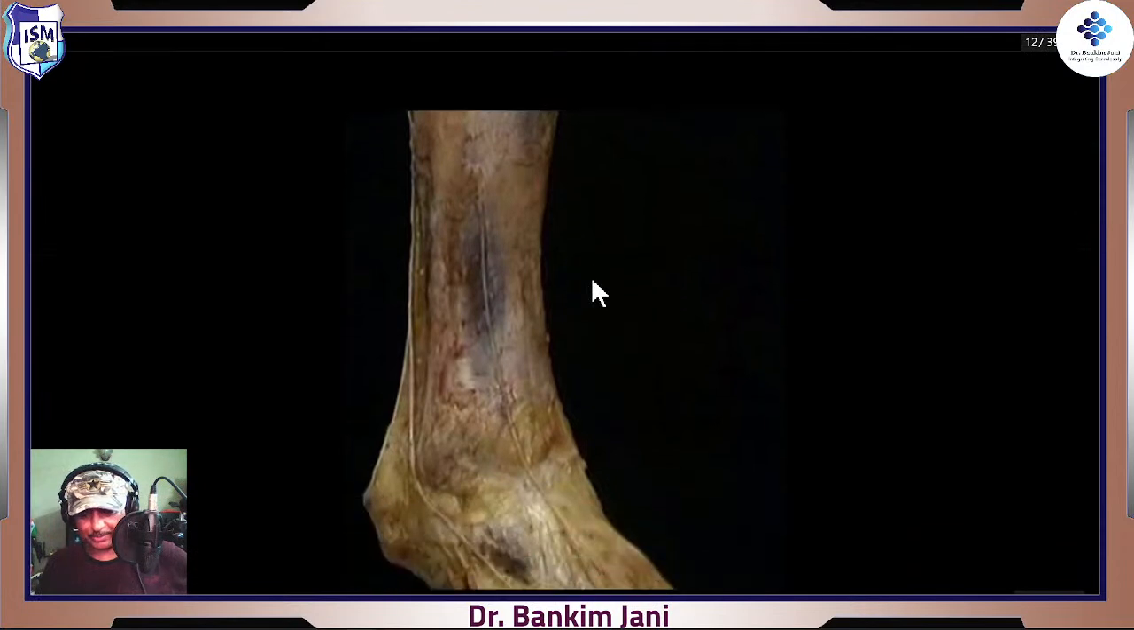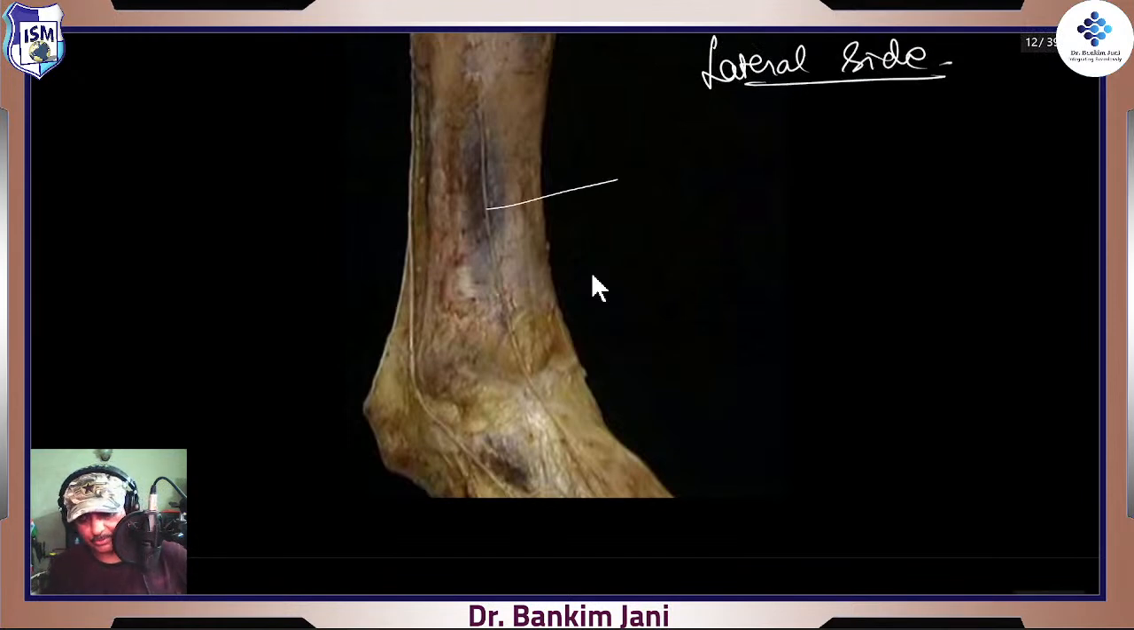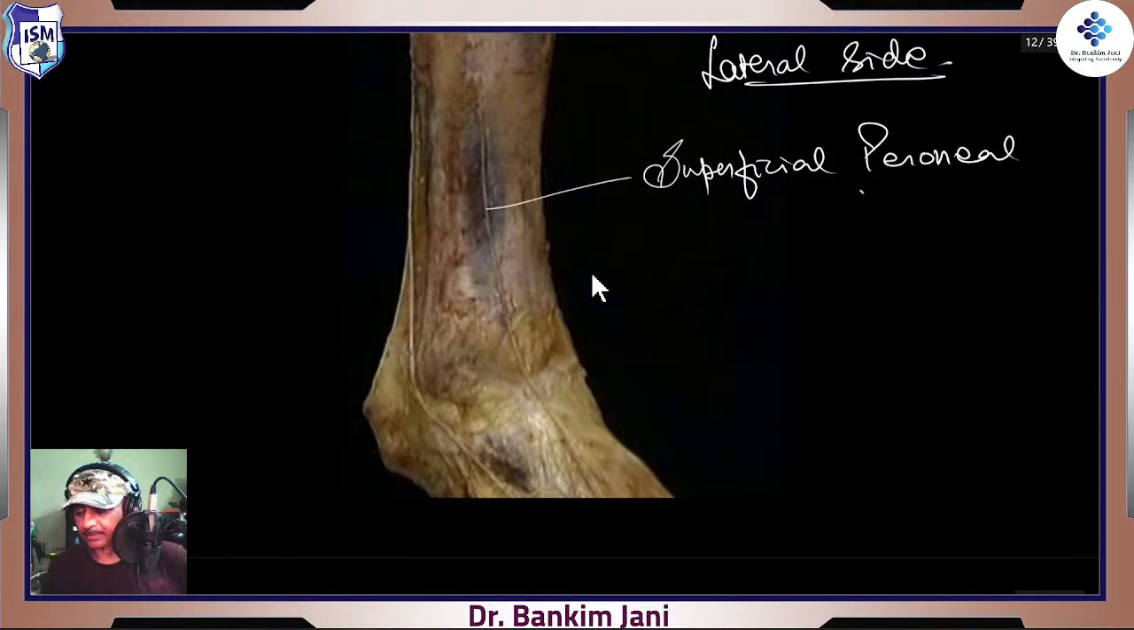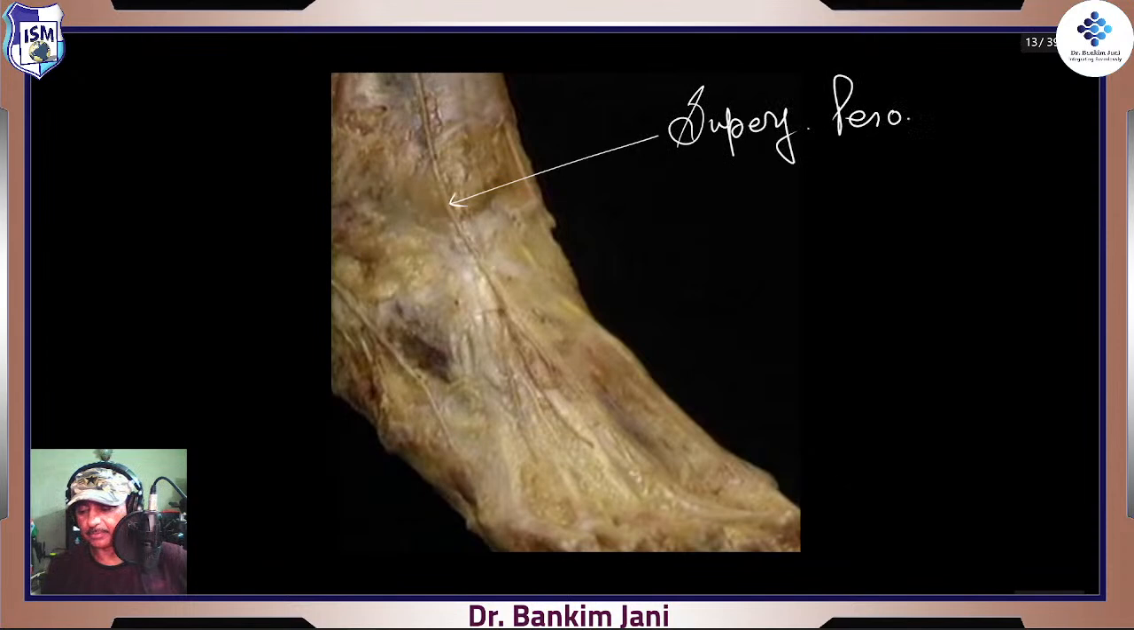So this was about the arteries. Now we talk about the nerves. Orientation, lateral side. We are on the lateral side. On the lateral side, we have this superficial peroneal nerve, a branch of the common peroneal. So this is the superficial peroneal nerve. This is just a zoomed picture. We watch it closely, and this is the superficial peroneal nerve.